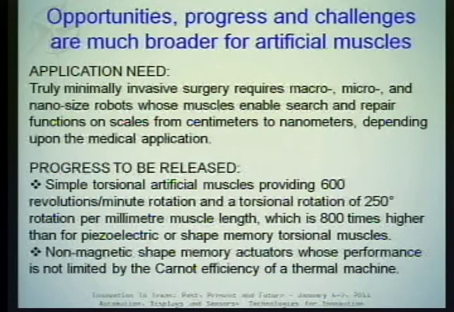Again, the medical area has a very important need for improved actuation, including artificial muscles, where you're talking about truly minimally invasive surgery that requires robots or actuators on these different dimensional scales all the way down to the nano size.